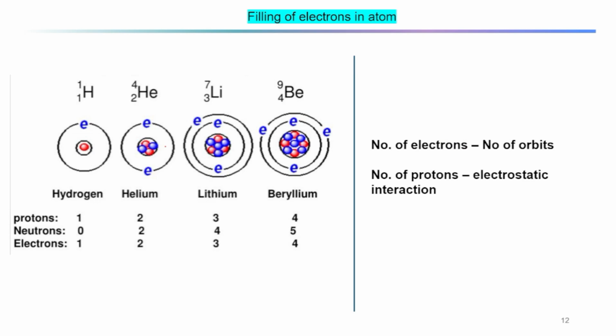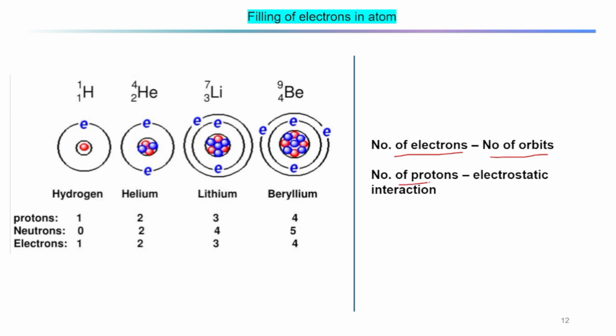We are going to discuss the filling of electrons in an atom. The first thing is that the number of electrons, how many electrons we have, determines the number of orbits. Depending upon the number of electrons, the number of orbits will be determined.